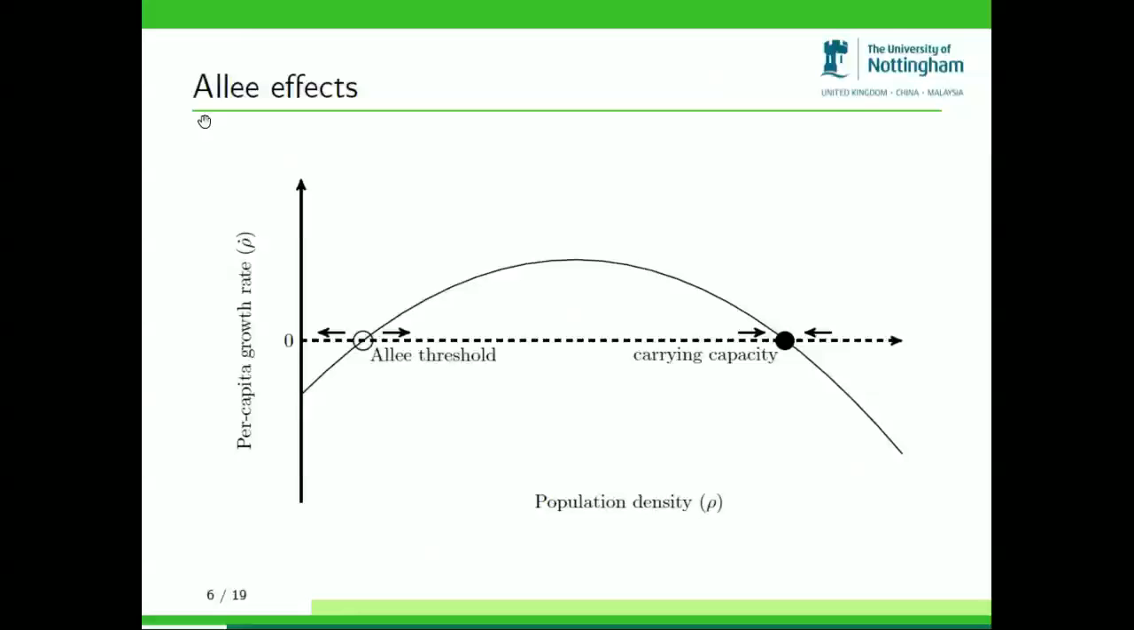And this can happen because of all sorts of things: mate-finding effects at low densities, an inability to resist environmental stress, or strong predation can all cause population growth rates to fall below zero at low densities.